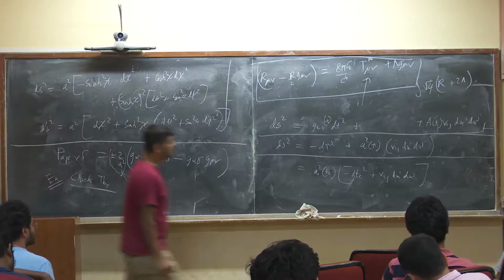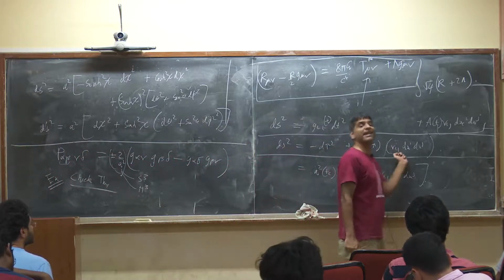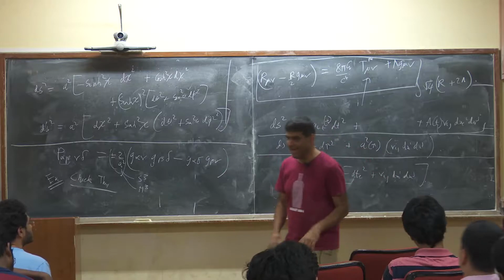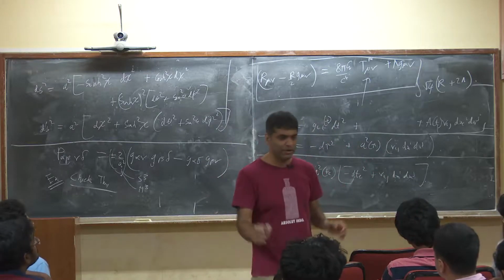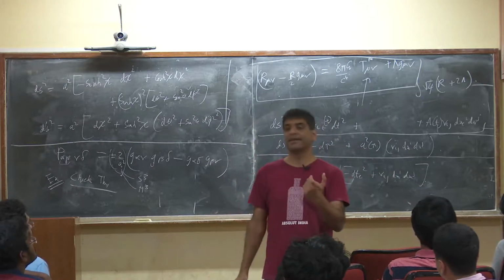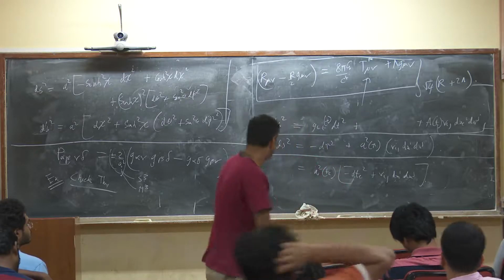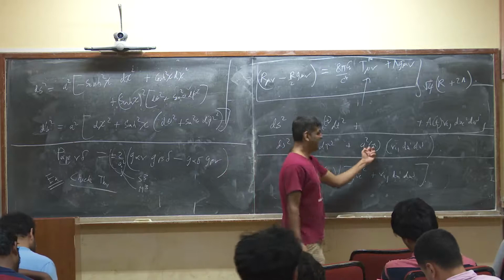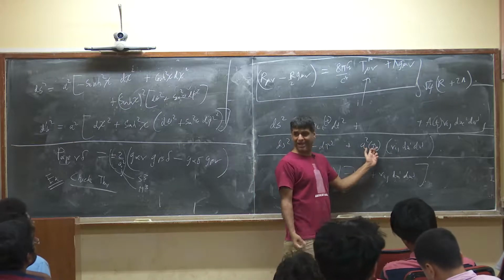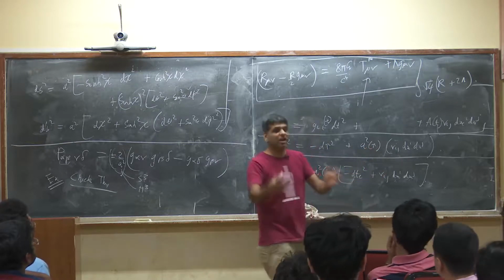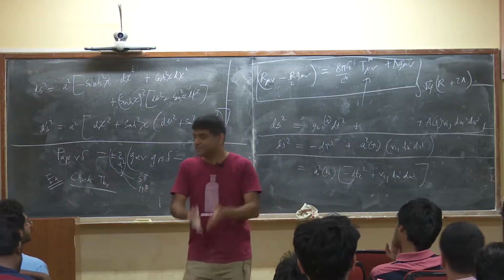This gamma ij will be taken to be the unit radius space. In flat space it is just flat, but if it's a sphere or a hyperboloid, it will be gamma ij of the unit radius sphere and unit radius hyperboloid. So this A is the local radius of the sphere, the local radius of the hyperboloid, which is a function of time.